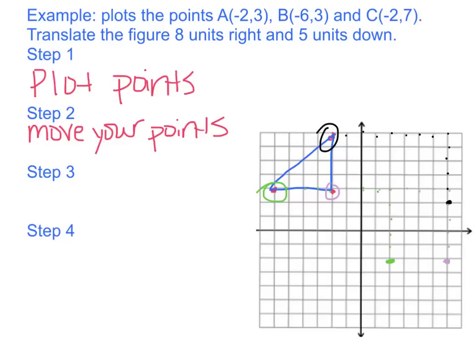And now we can connect our triangle. And you can see these triangles are still facing the same direction, which is this way. It has just been shifted to a new place on our graph. Step 3 is to connect your points, which we just did.